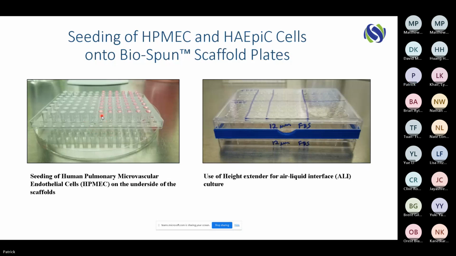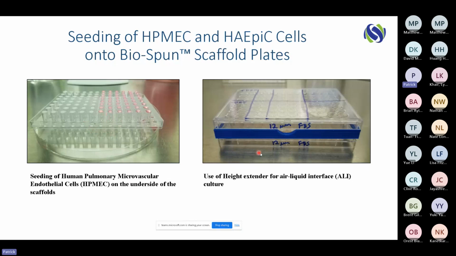After plating in this fashion, you just let it sit. Generally, I leave it in the culture hood, close the sash, and turn the airflow off so it doesn't evaporate, and let it sit for half an hour or so. That's generally an hour at the max. The cells will generally adhere quite well during that time frame. Then you flip it back over into the reservoir plate with media, and then you can seed your other cell type, in this case the epithelial cells, on the opposite side of the scaffold.